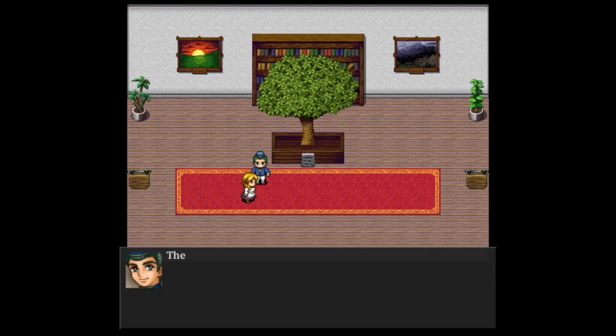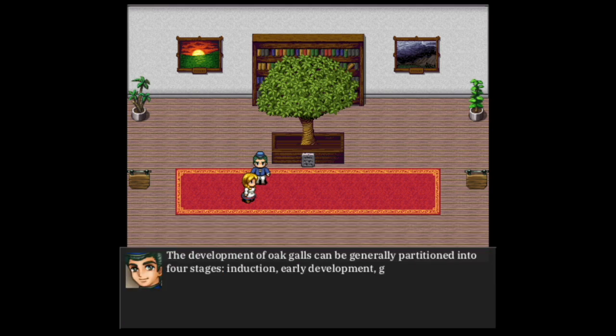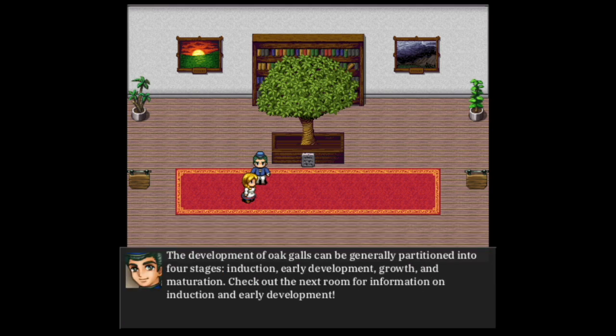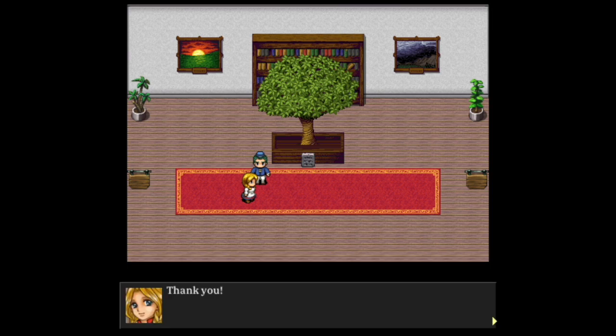For sure. The development of galls can be generally partitioned into 4 stages: induction, early development, growth, and maturation. Check out the next room for information on induction and early development. Thank you.